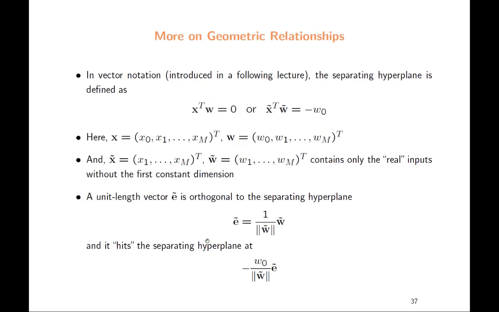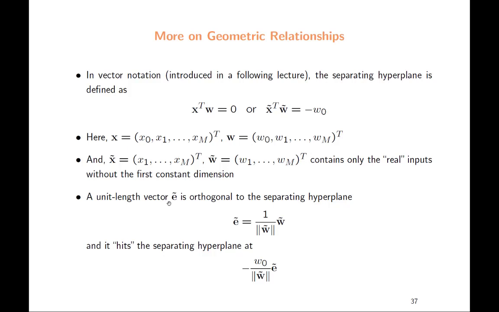So yeah, these are some details on the geometric relationships. The separating hyperplane can be written as x transpose w equals 0, because this is just a weighted sum of inputs, or x tilde transpose w tilde equals minus w naught. So here we are only considering the real inputs and the weights on the real inputs, and not the weights on the one.